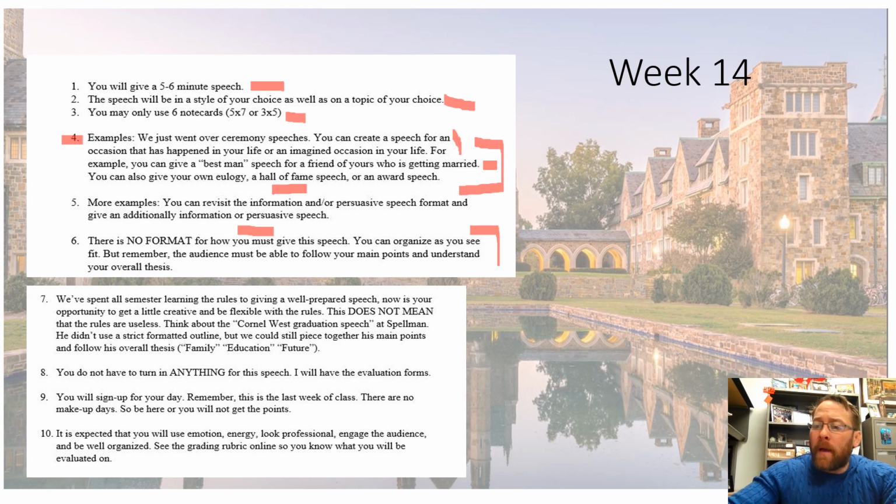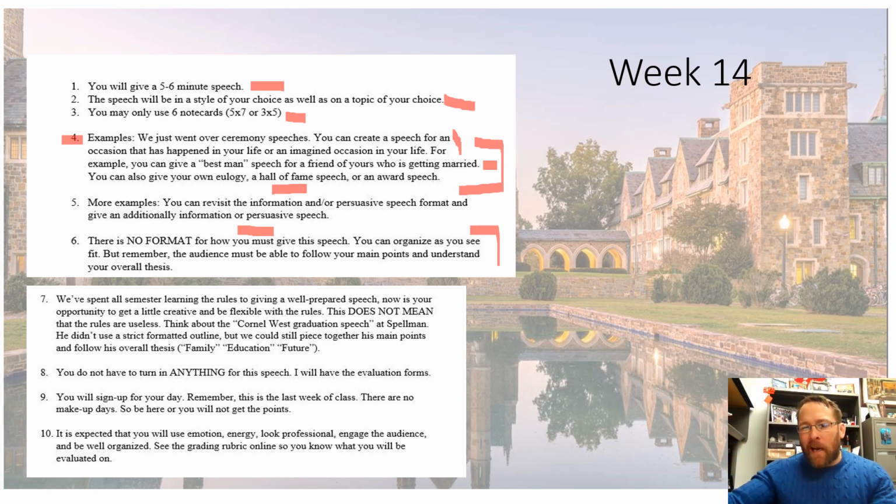So if we go back to the Cornel West speech that we watched a few weeks ago, his graduation speech was interesting because it still had those elements of organization in it. He started off with, let's think our family. He talks about the importance of family and community. Then he talks about, what is education? What are we doing here in a higher ed institution? And then his final point is about tackling the future.